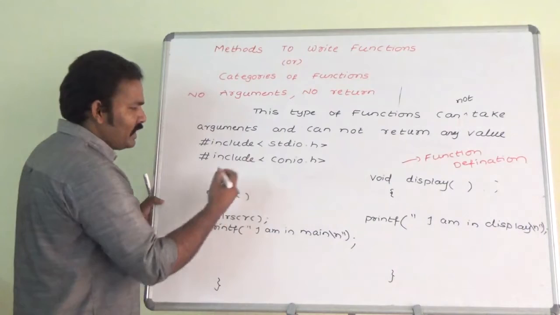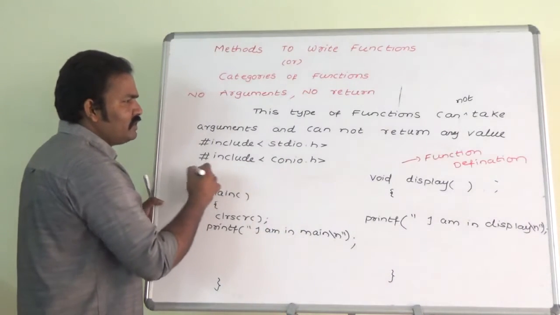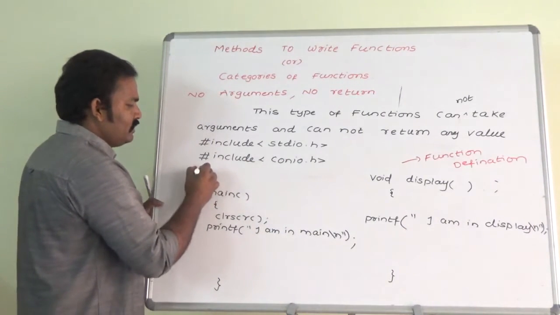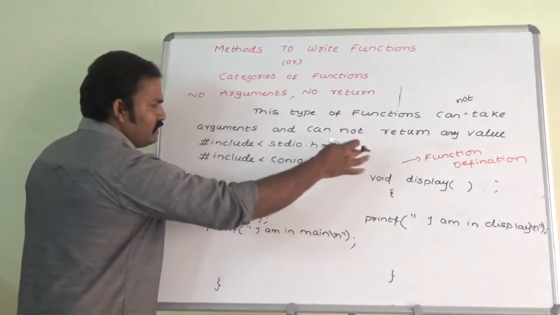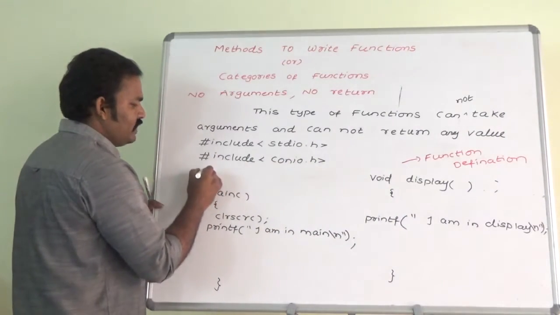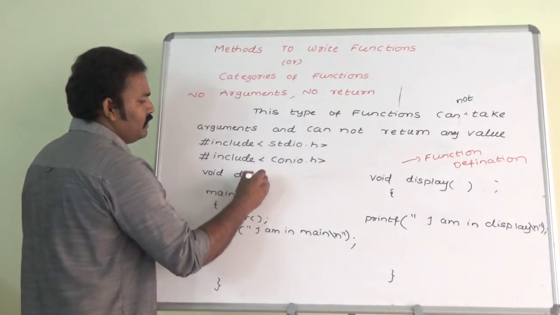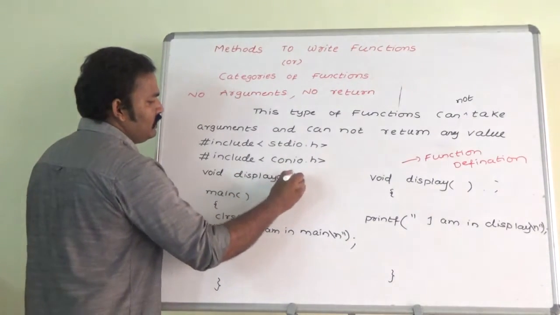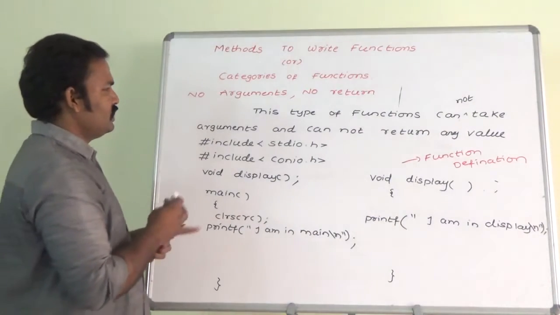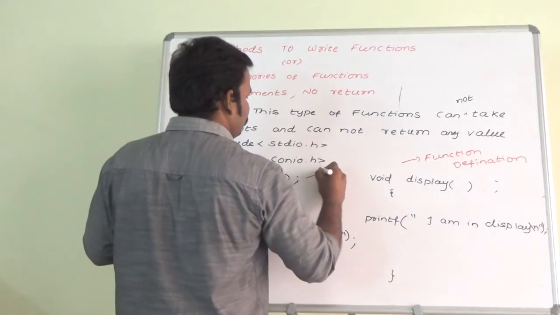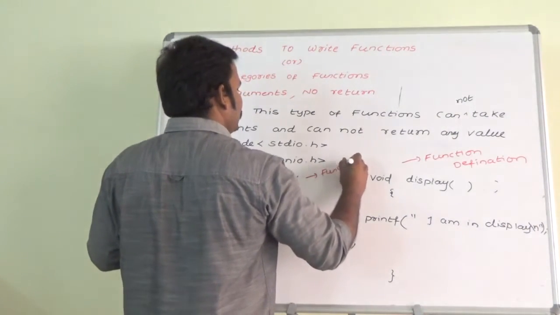Function must be declared before they are used in a program. Okay, right. So here I am writing the function declaration statement. So that was the function definition, and now I am writing the function declaration. Okay, void display. Now, this is the function declaration statement.